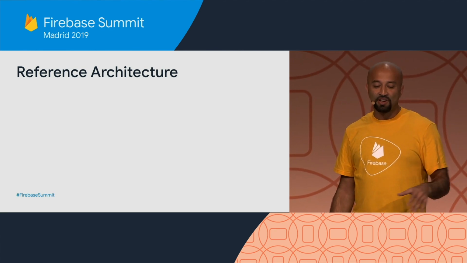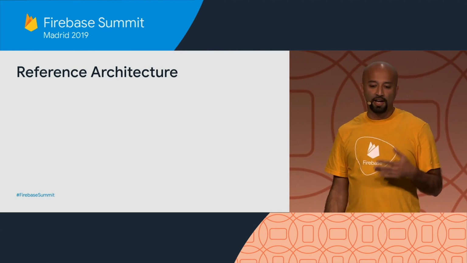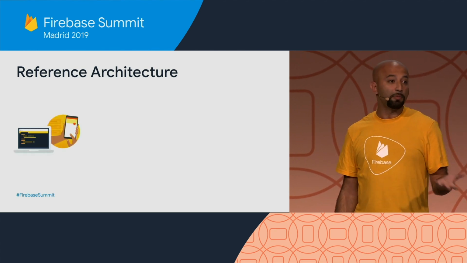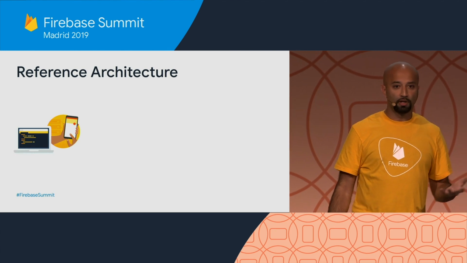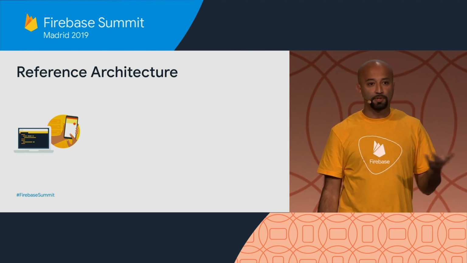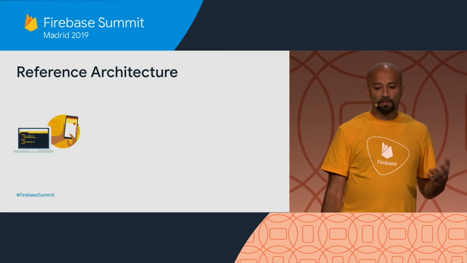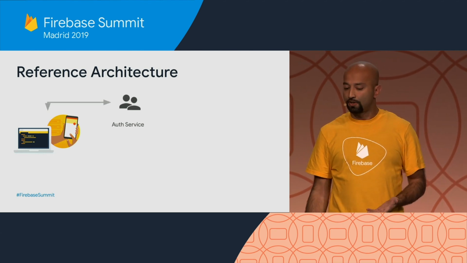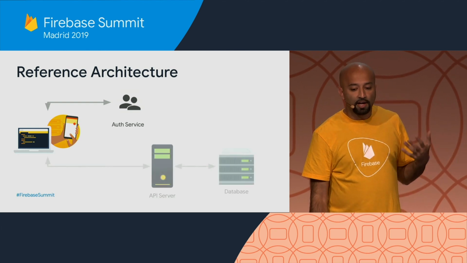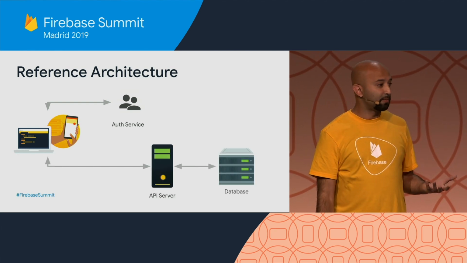Often, a customer has a website or a mobile app, often both, and users can log into both at the same time and have multiple sessions that are active. A customer will also have an Auth Service that they can use to manage their session tokens. And lastly, they'll have an API server that can write to their database.